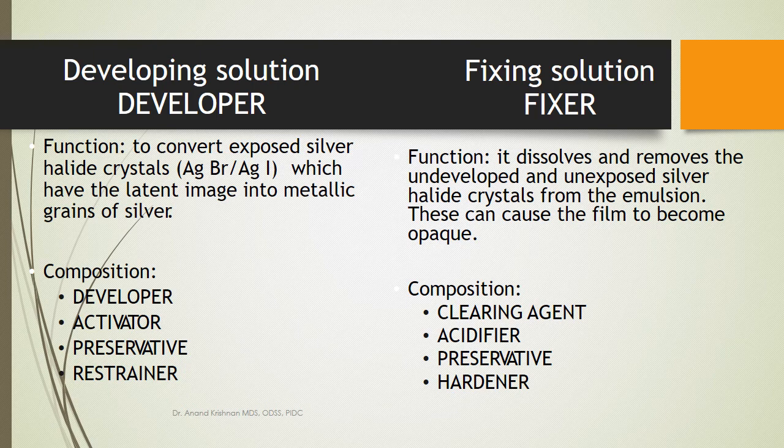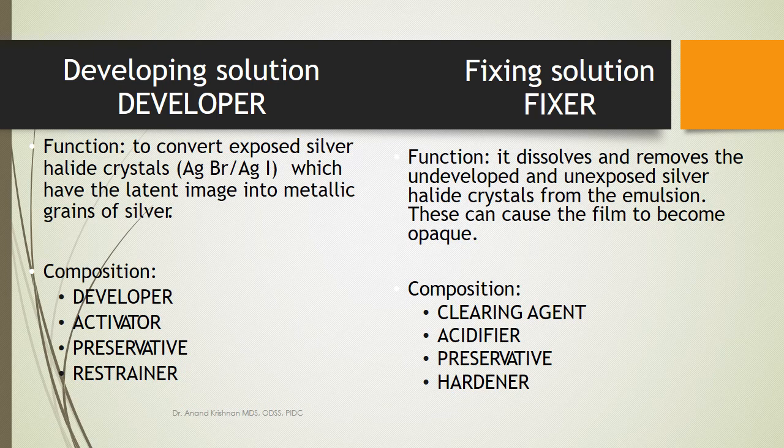Once we are inside the dark room, first we are going to open the packet and remove the film, put it in a holder, and then we are going to immerse the film in a developing solution. The function of this developing solution is to convert the exposed silver halide crystals, which have the latent image, into metallic grains of silver.